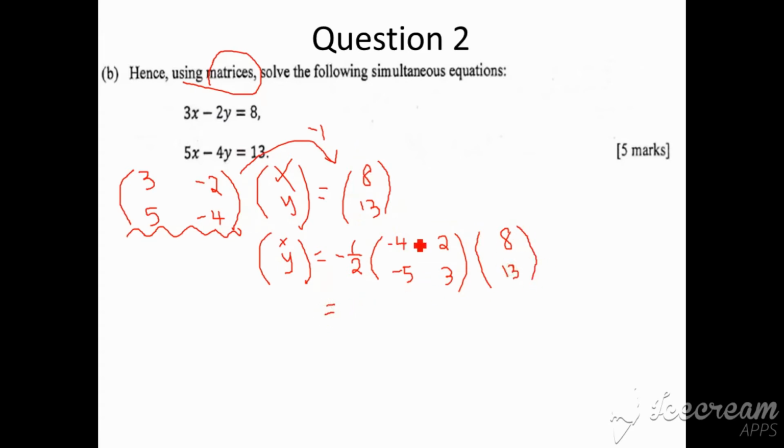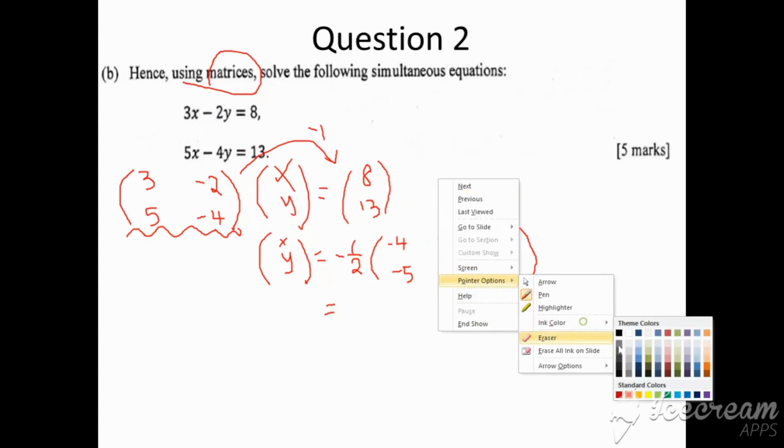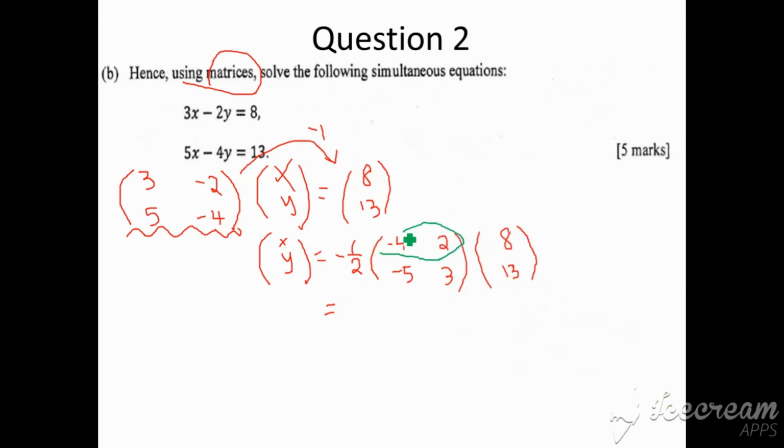Okay, then you have to do multiplication of these two matrices. Horizontal multiply with vertical. So negative 1 over 2, negative 4 times 8, plus 2 times 13. Then next row, negative 5 times 8, plus 3 times 13.